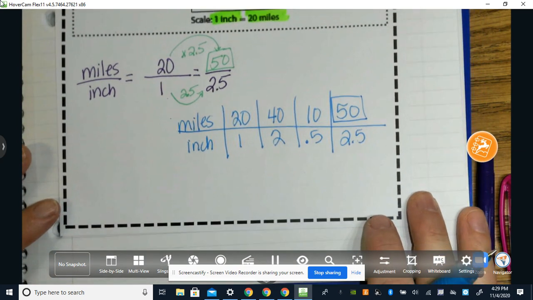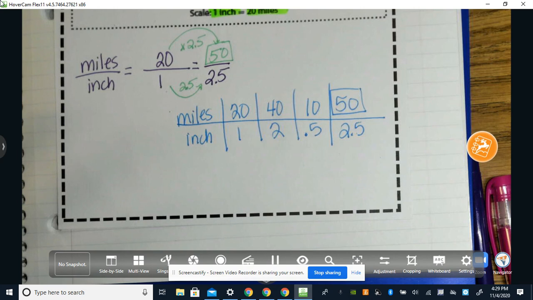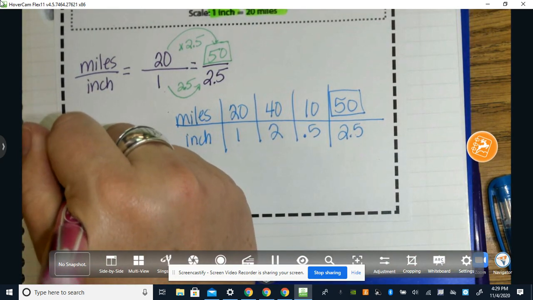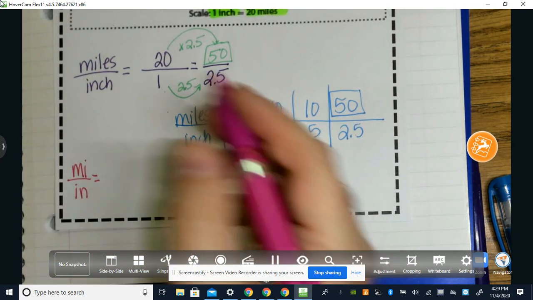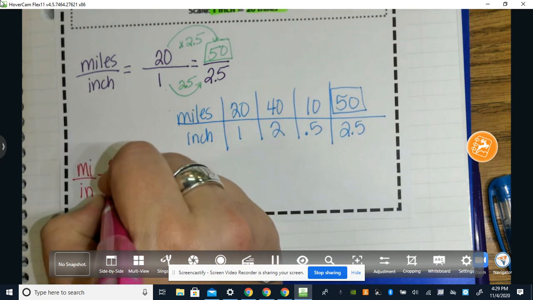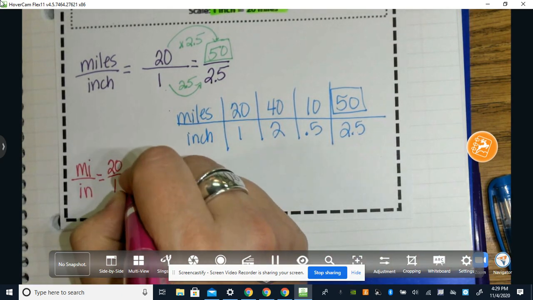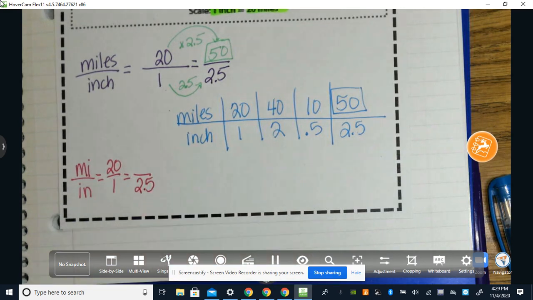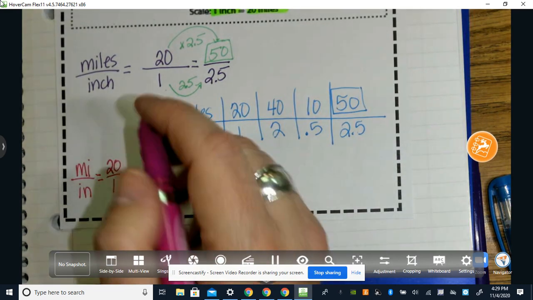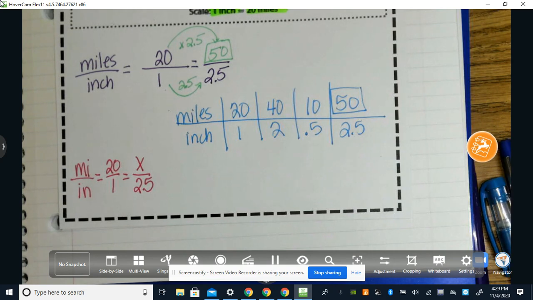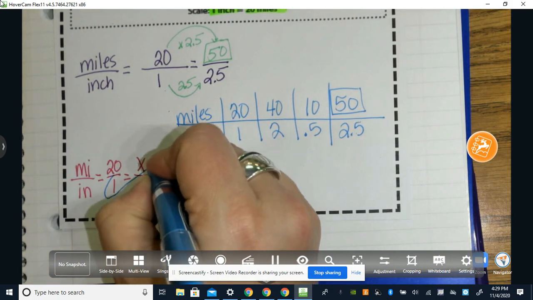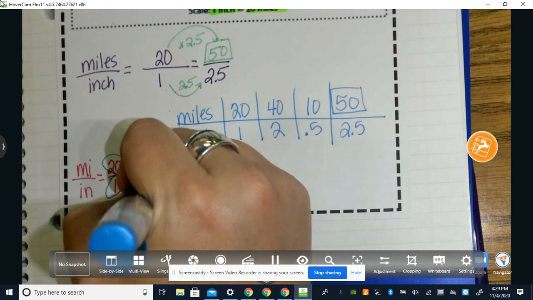All right, and then the third one that I'm going to do is again that cross multiply and divide. That will work. Again, I'm comparing my miles and my inches. I just abbreviated there. So again, I have 20 to 1. That doesn't change. And I need to find out what 2.5 is. I don't know what this is, so I'm giving it the variable of x. So again, I'm going to cross multiply. So 1 times x and 20 times 2.5.